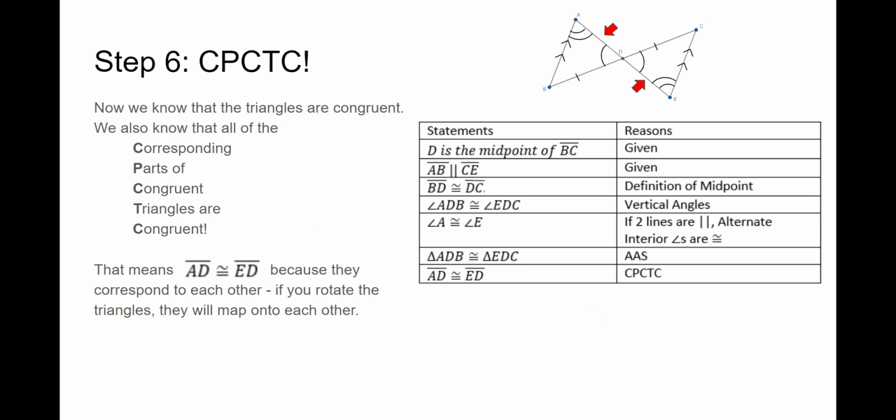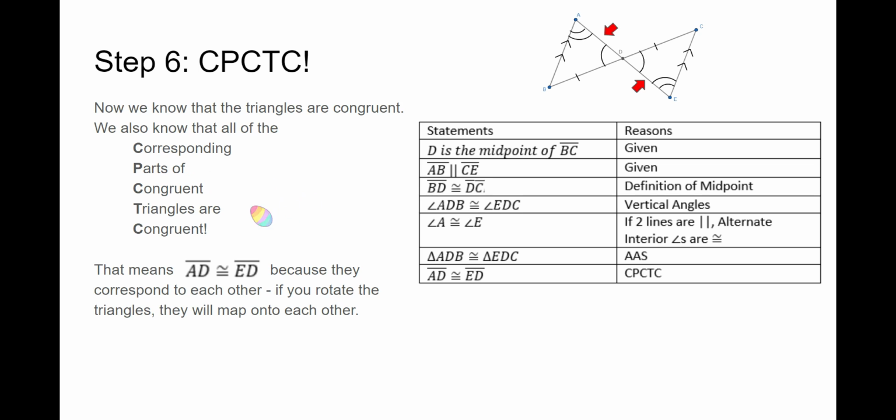So we know that the triangles are congruent already. We also know that corresponding parts of congruent triangles are congruent. So segment AD and segment ED correspond to each other. These triangles are a rotation. So if I rotate this triangle, it's going to land on this triangle and line up perfectly because they're congruent. Segment AD and segment ED are the pieces that correspond to each other. So they're congruent because they are corresponding parts of triangles that are congruent.